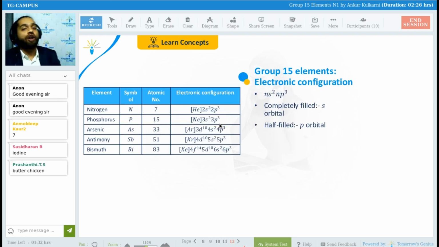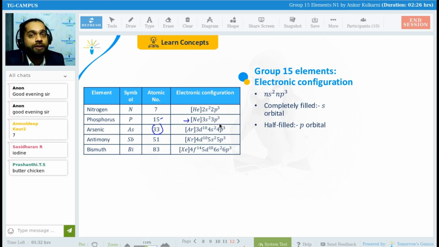Now electronic configuration. We have learned how to write down the electronic configuration. Please do not get confused, they write such elements also. Now why do they write the element symbol? Because it is just to make it shorter.